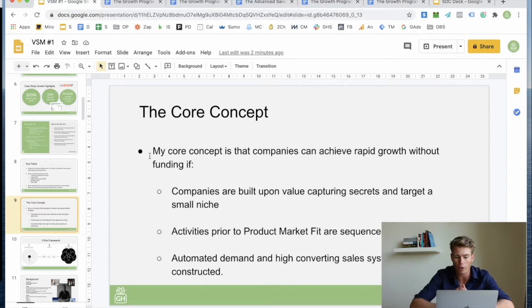Okay, so my core concept in doing this is that you can achieve rapid growth without funding, but only if you satisfy these 3 factors. So your company needs to be built upon a value capturing secret, and it needs to be targeted at a really small niche.